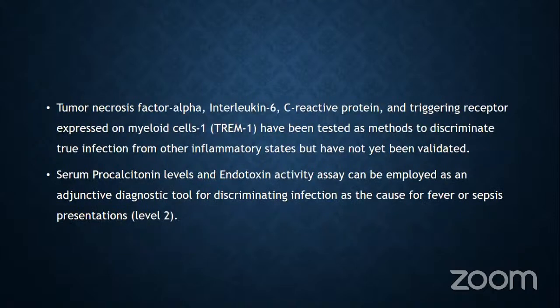Tumor necrosis factor alpha, interleukin 6, C-reactive protein, and triggering receptor expressed on myeloid cells have been tested as a method to discriminate true infection from other inflammatory states, but have not yet been validated. Serum procalcitonin levels and endotoxin activity assay can be employed as an adjuvant diagnostic tool for discriminating infection as the cause of the fever or sepsis presentation.